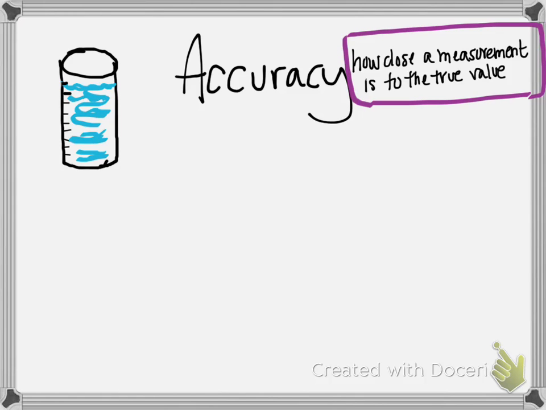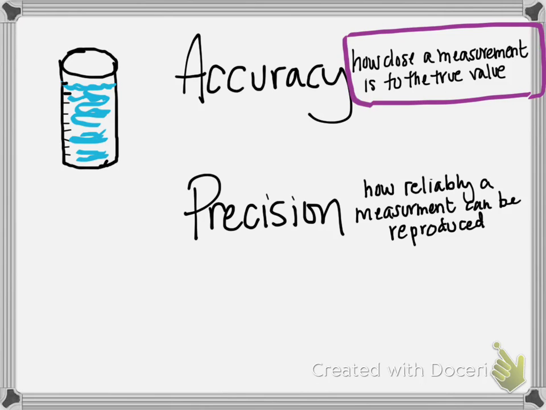There's one other thing that we have to be concerned with in the measurements that you make. That's the precision with which you make the measurement. Precision has a lot to do with the instrument that you're using to make the measurement. Precision is about how reliably a measurement can be reproduced.